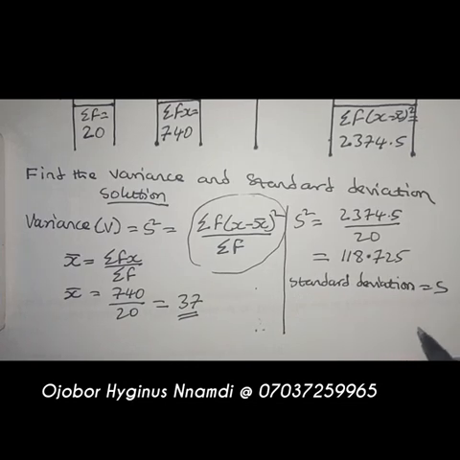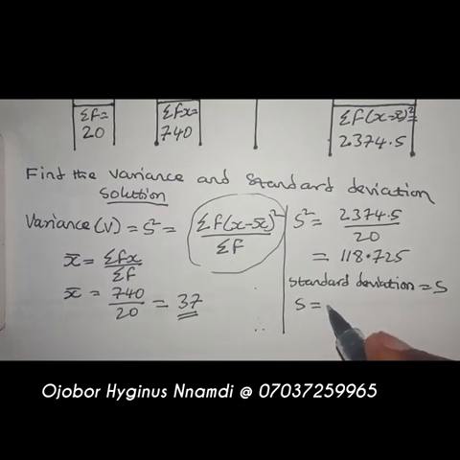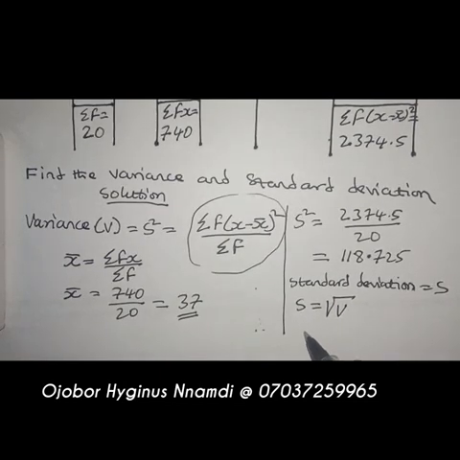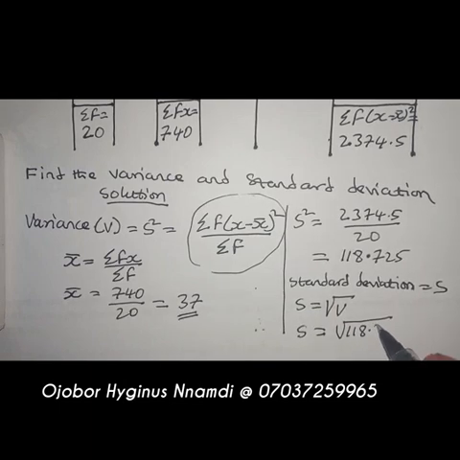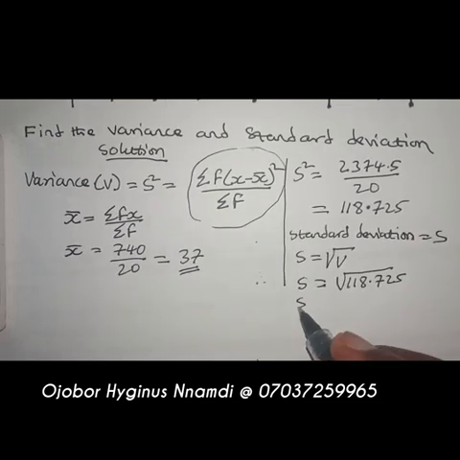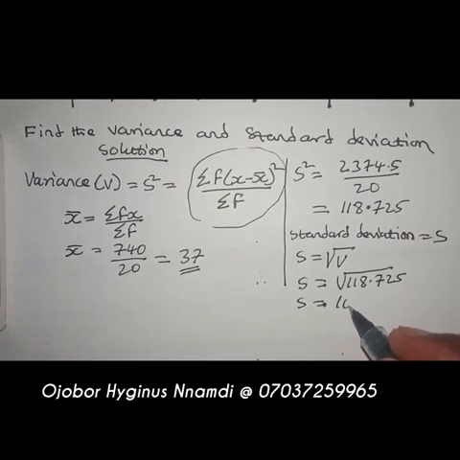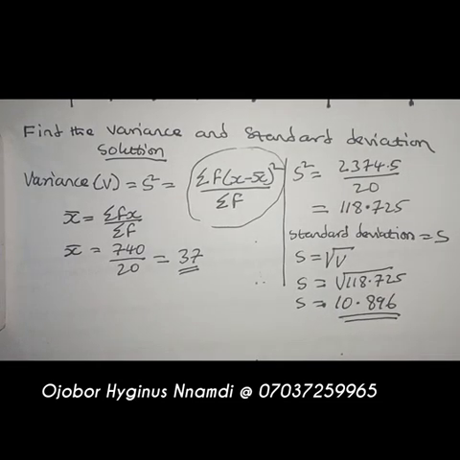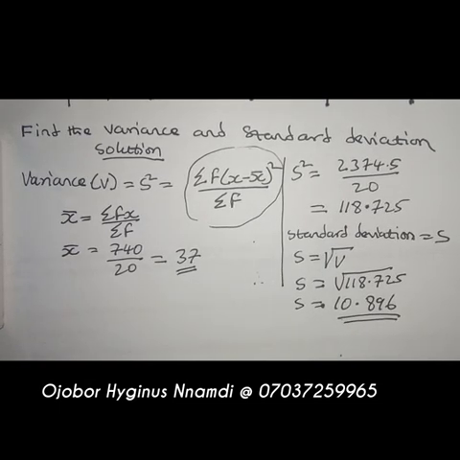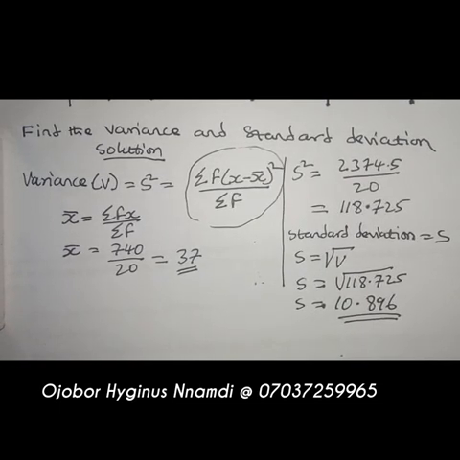While standard deviation is the S, and the S is the square root of the variance. So S is simply equal to the square root of 118.725. S therefore is equal to 10.896, and that is our standard deviation. And we are done with this. See you in our next class.